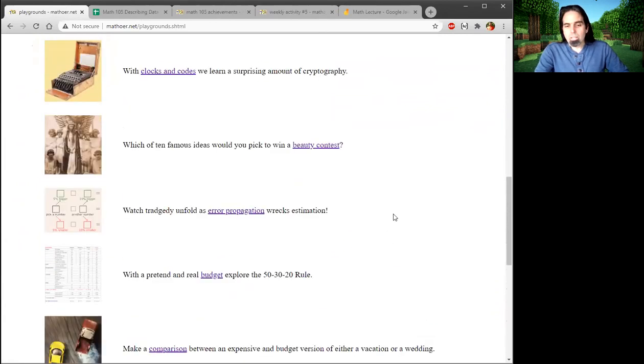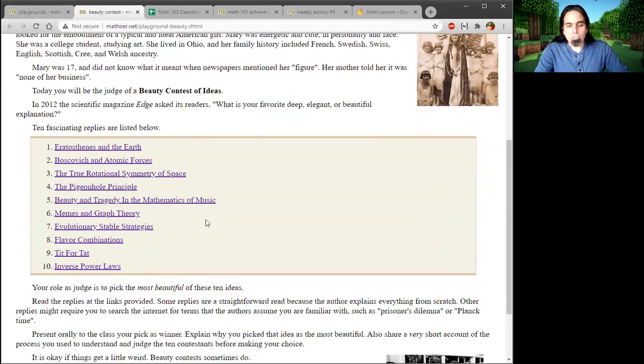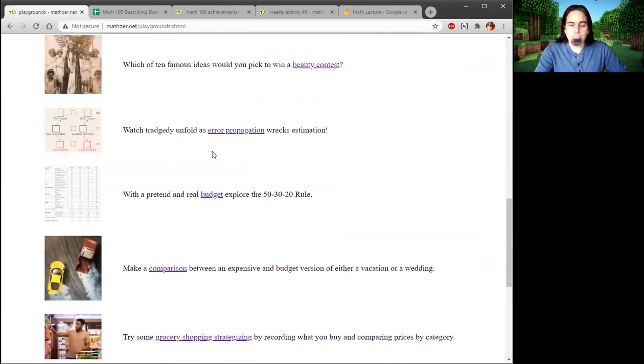If you want to be writing more, then here are mathematical ideas. You have to defend which is the most beautiful. So you would click each of these links, get a sense of what these ideas are, and say which one you think is beautiful and whatever that might mean to you.